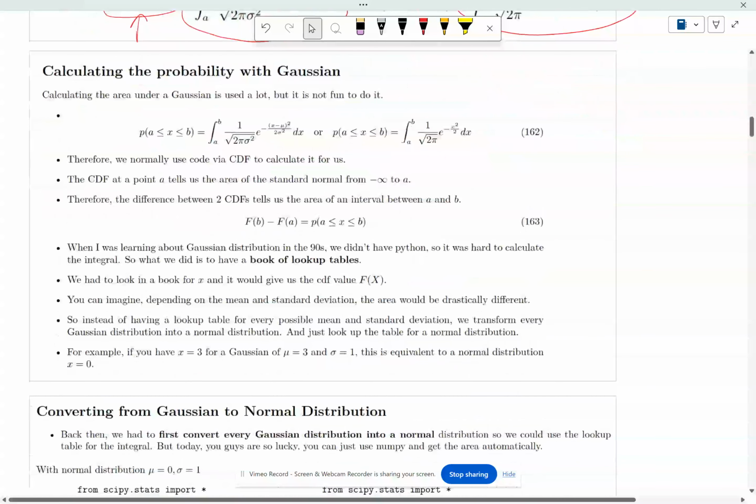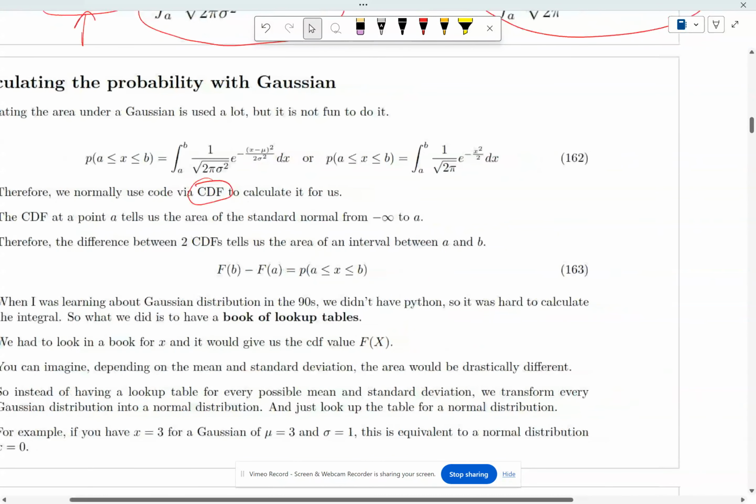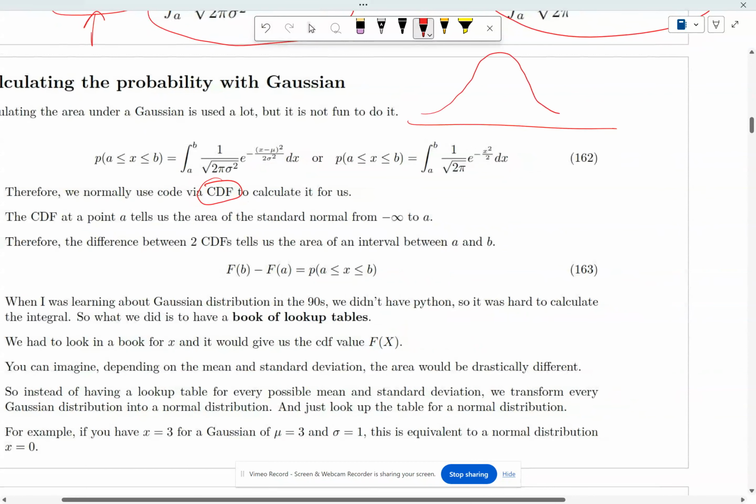Now, if we're calculating the probability of a Gaussian, like I said, you could calculate the integral, but alternatively, it actually makes more sense to use the CDF. Now, if you remember, if you have the PDF, P of X, if you put an X value here, it will return the Y value. That's what a PDF does.